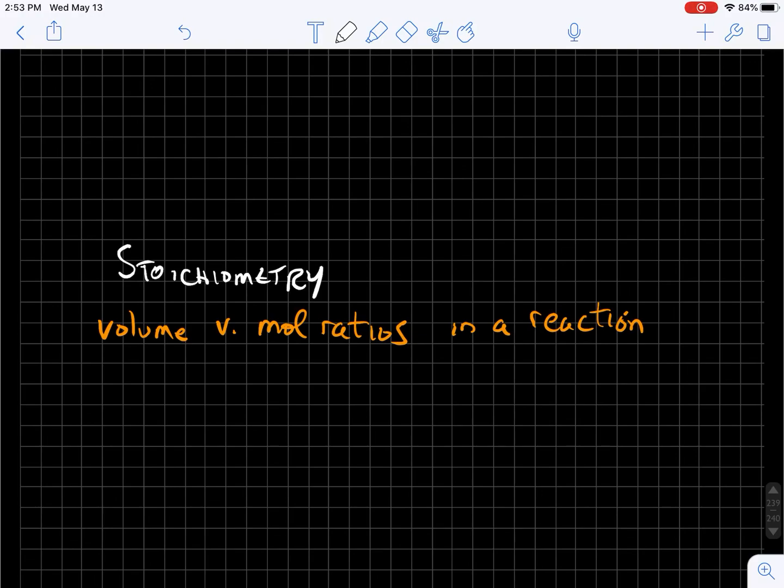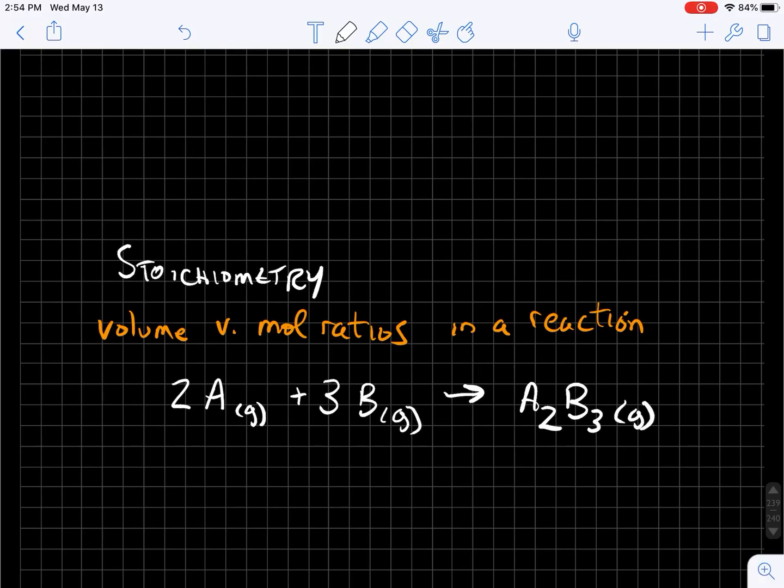So, first thing about stoichiometry: if you have a reaction, let's say we have 2 moles of gas A reacting with 3 moles of gas B, and that produces diammonium tribiide gas, 1 mole of it. If you hold the pressure constant and the temperature constant, then your mole ratios and your volume ratios are equivalent to each other.